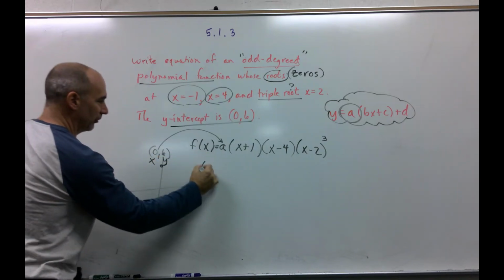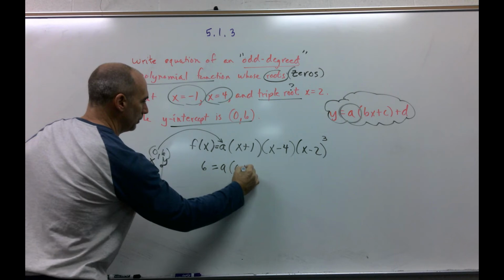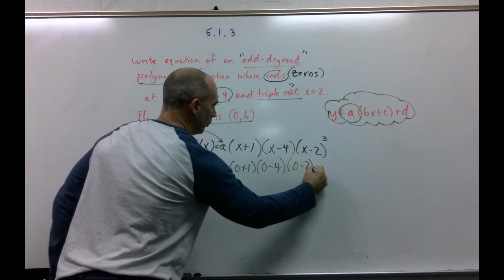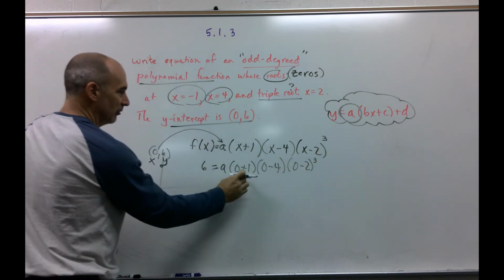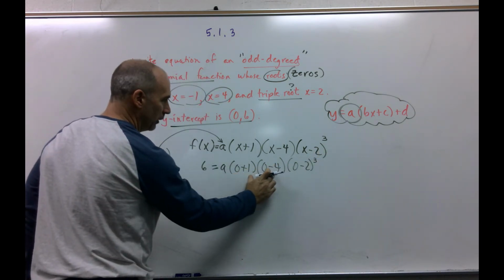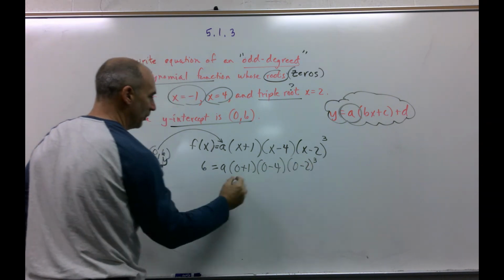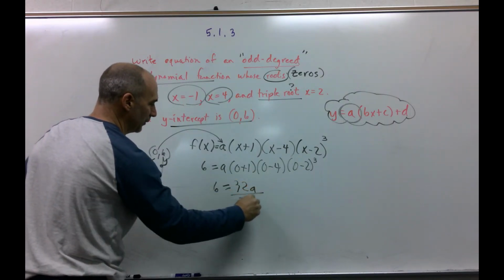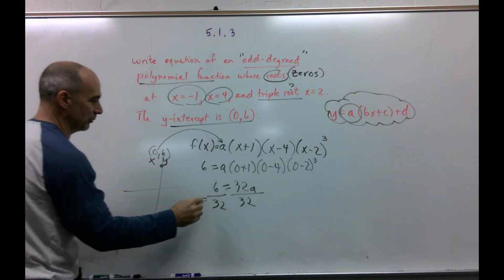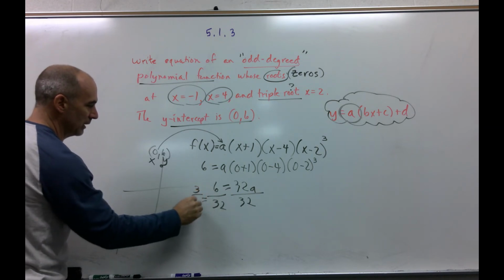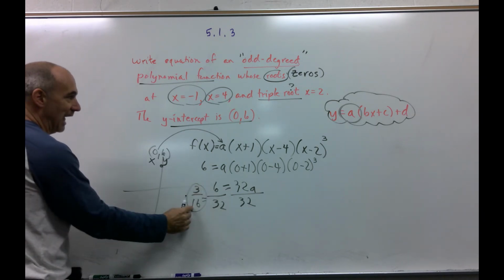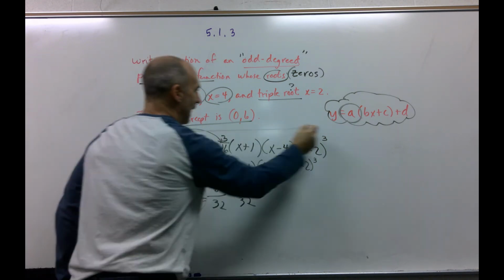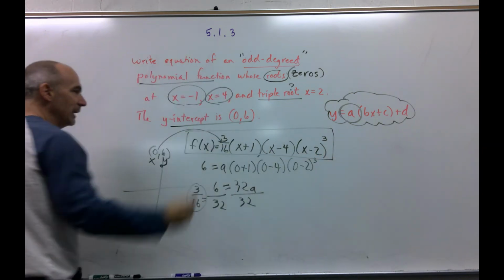So I'm going to go 6 equals A, 0 plus 1, 0 minus 4, 0 minus 2 cubed, and see what happens. So this is 1 times -4 times -8. So that'd be 32. So 6 equals 32a, divide by 32, divide by 32. I'm going to go ahead and reduce that. 2 goes into both of those. And there's my a. So I take that and I put it right back here, 3/16. Now I have the actual equation.